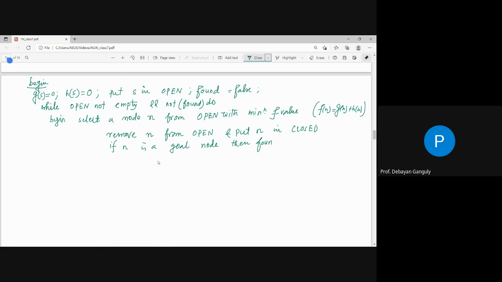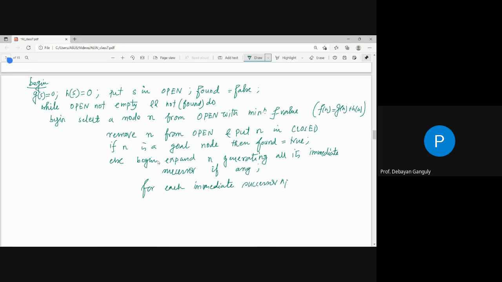then found equals true, else begin expanding, generating all its immediate successors, if any, and for each immediate successor ni of n, do: I am beginning g equals g(n) plus c(n, ni).